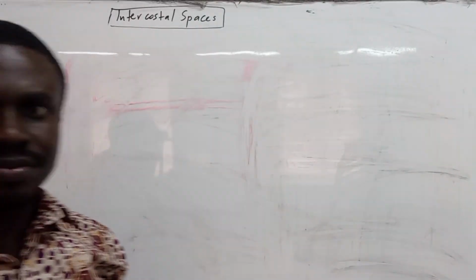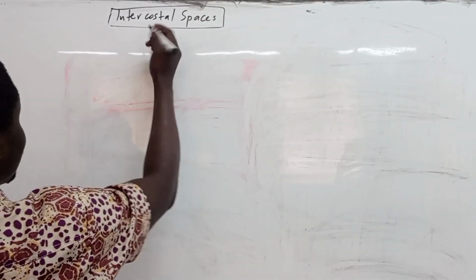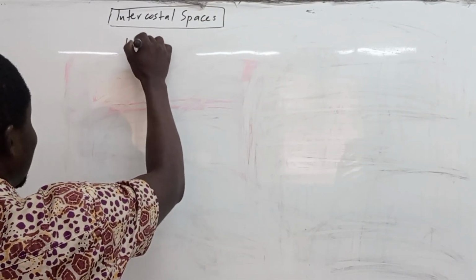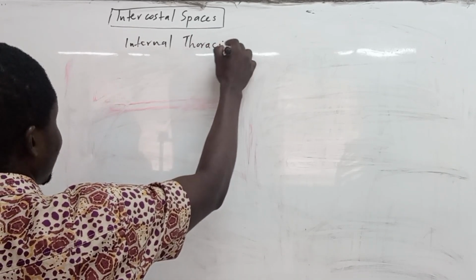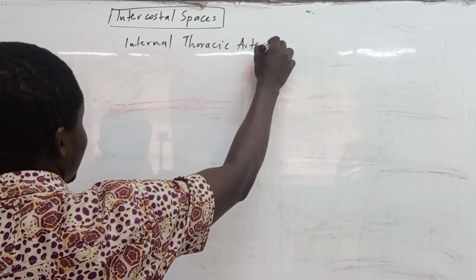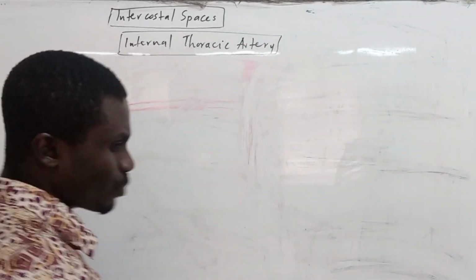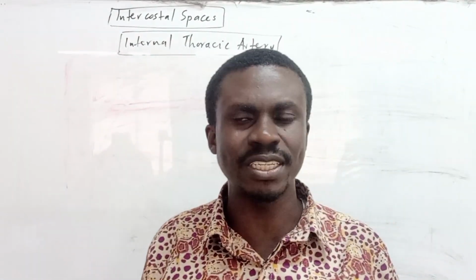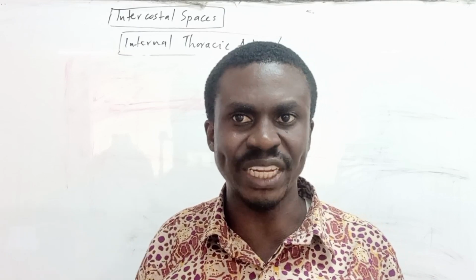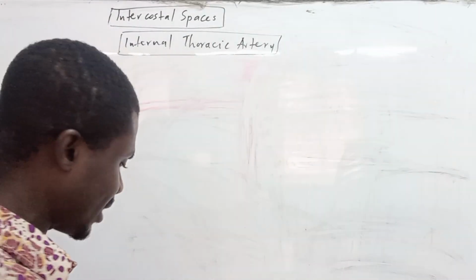Good. So let me briefly take you through the internal thoracic artery. This is worth studying because last week when I told you certain things, I mentioned some arteries. Now we are going to appreciate those arteries better over here. So you draw it the same way as I'm going to draw it.